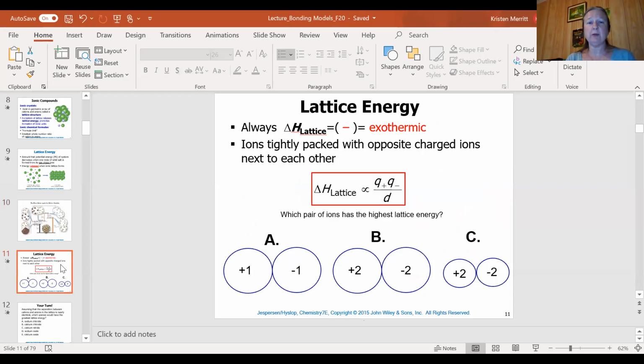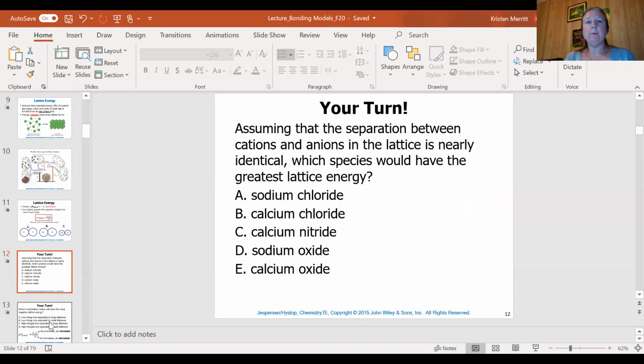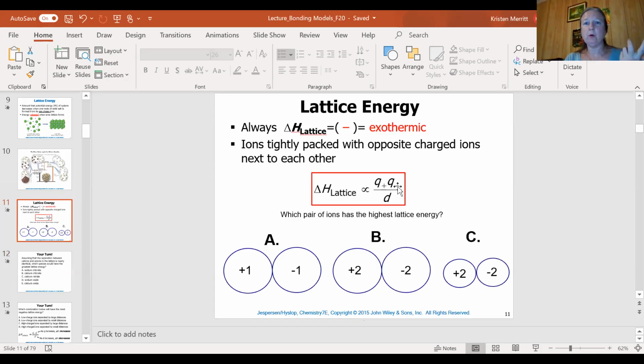So when you're asked to calculate the lattice energy, you are going to look at the charge, calculate the greater or the lesser, and the distance. The greater the charge, the higher the lattice energy. The smaller the distance, which means smaller atoms, the higher the lattice energy. So if you had to say in this question which of these has the greatest lattice energy? Well, sodium and chloride are +1, -1. So that's going to be a 1 on the top, right? We're going to look at the top here.